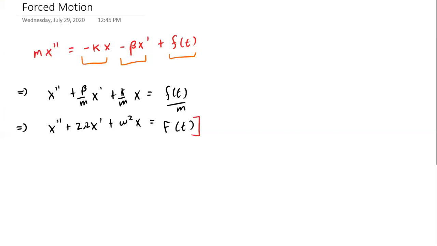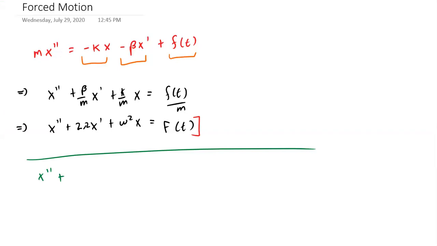Let's say we have a system that looks like this. So x double prime plus 10x prime, so I'm going to try to copy the previous example, plus 16x equals, let's say, 4 cosine of 3t. Oh, t is the independent variable, sorry.